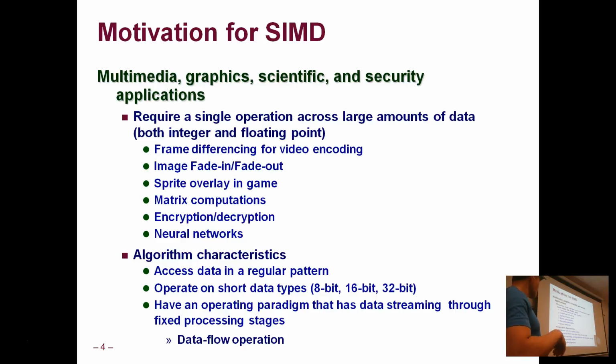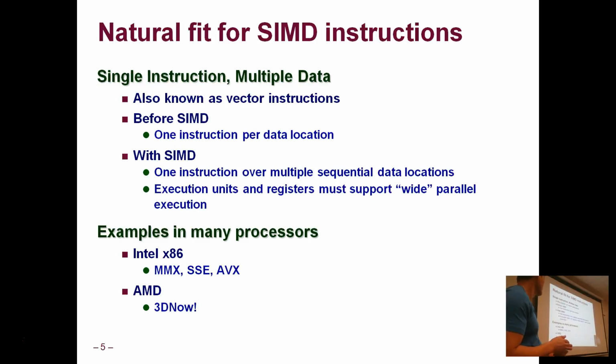In general, anytime you see an algorithm with data access in a regular pattern, and operation on fixed data types, like 8 bits, 16 bits, or 32-bit data types, and an operating paradigm where you're streaming data through fixed operations, basically a fixed operation pipeline, we call this data flow operation. These are things that are amenable to single instruction, multiple data. This is also known as vectored instructions.